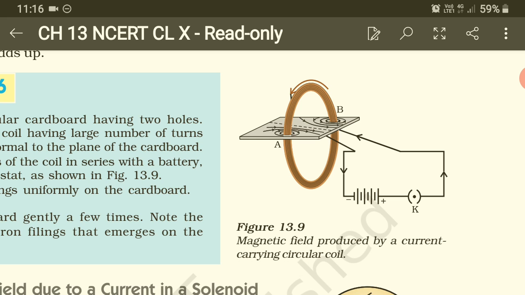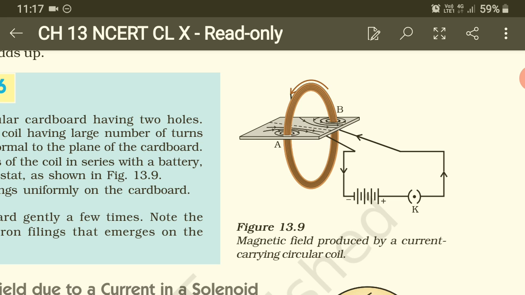We have inserted a cardboard between the two arms of this coil, as you can see in the diagram. With the help of a key and battery, we are allowing the current to flow through it. As soon as the current flows through it, you can see as per this circuit diagram, the direction of current is anti-clockwise. As soon as the current flows through this coil, the magnetic field must be observed.